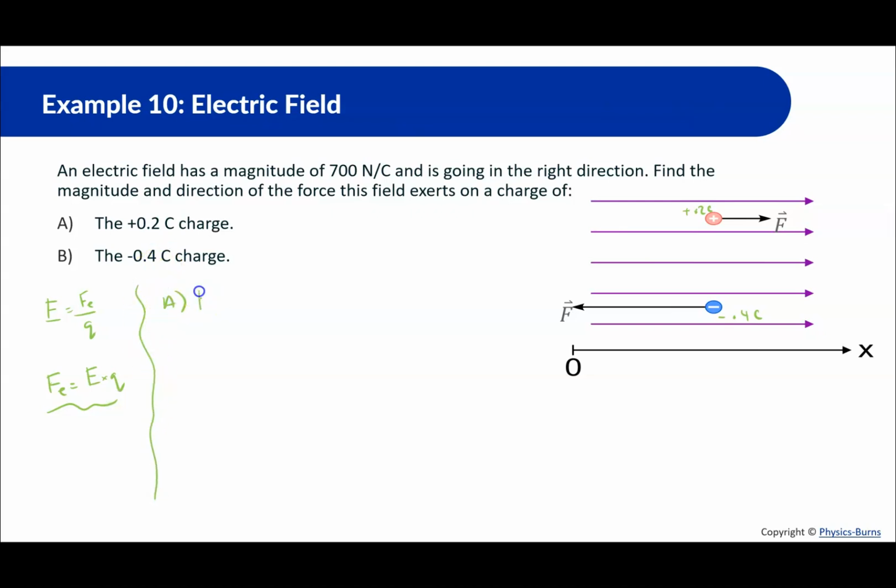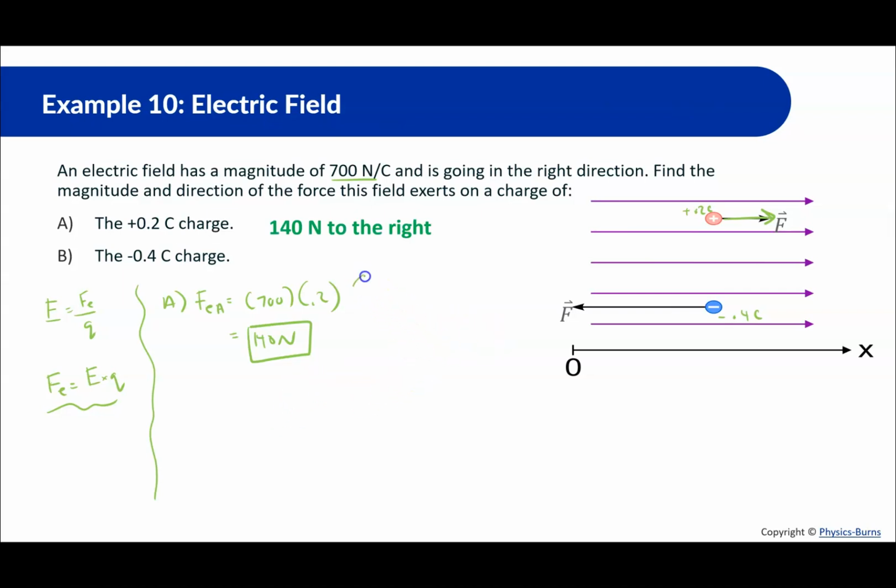Part A. So the force of electricity for part A is going to be equal to the electric field, which is 700 Newton per coulomb, times the charge, which is 0.2. So that is going to be 700 times 0.2, 140 newtons. And since it's a positive charge, it's going to go in the same direction, meaning it's going to the right.